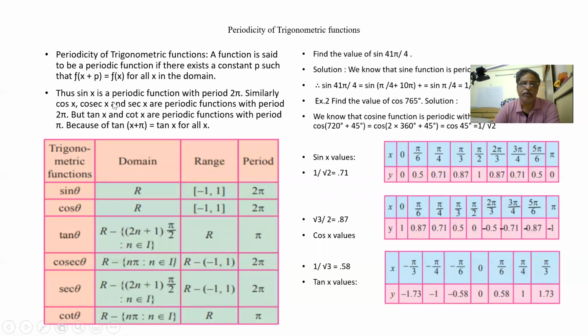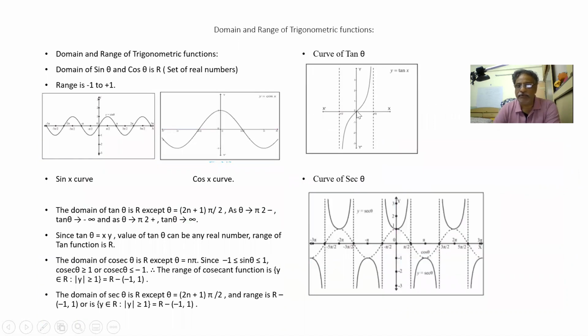Same for secant and cosecant. But for tan and cot, the periodicity is pi. Tan of x plus pi is equal to tan x. See here, with the pi difference itself, the same curve repeats. At this point it starts from the bottom, minus infinity, and goes up. So the same curve repeats; here the repetition is pi.